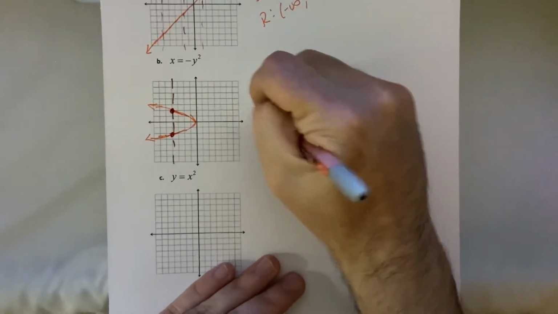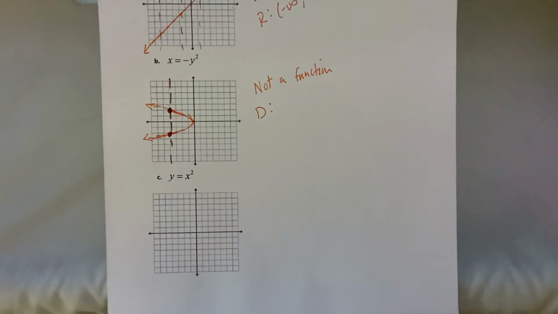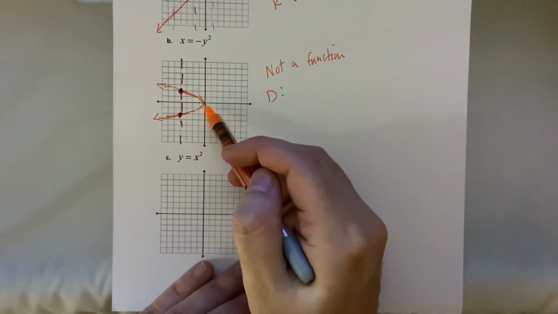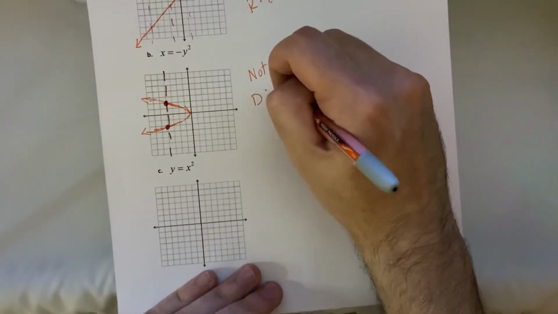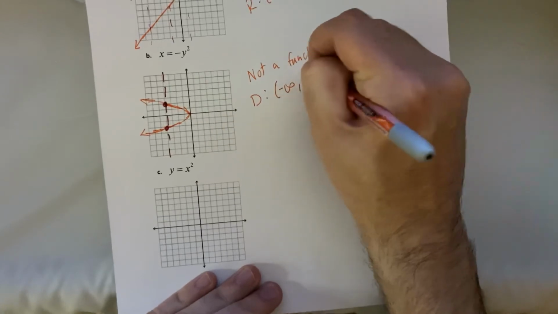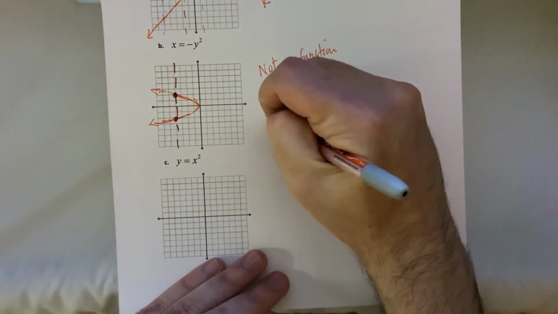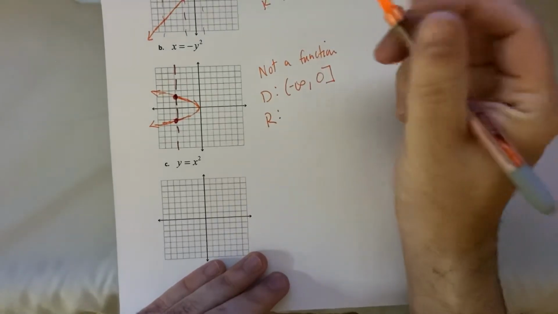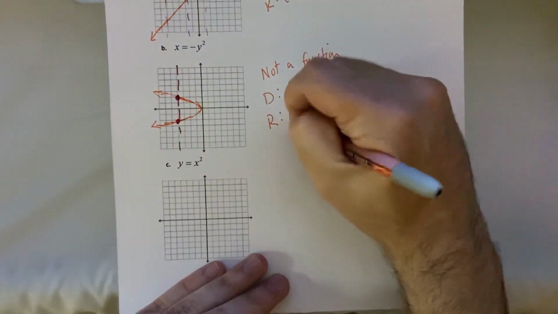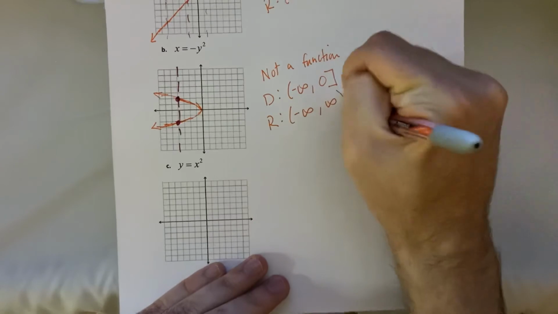So what's my domain? Looks like all my x values are either at 0 or to the left. So we go from negative infinity to 0. 0 is included because 0 squared is 0. Range. My y values are going up and down, so it's negative infinity to positive infinity.